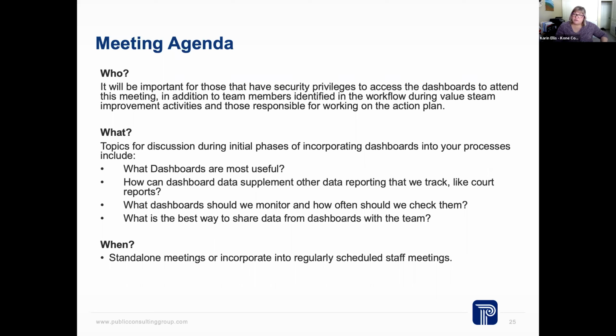The other tool that we have added in this toolkit is a meeting agenda. And again, we think that the meeting agenda is important because we want to make sure that we have the right people at the table when we're having these conversations. The lean practice really believes in including the doers of the work when we are working on continuous improvement efforts. So it's important that the folks that are responsible for working on the action plan are included when we're having discussions and making decisions around using data in our continuous process improvement efforts.